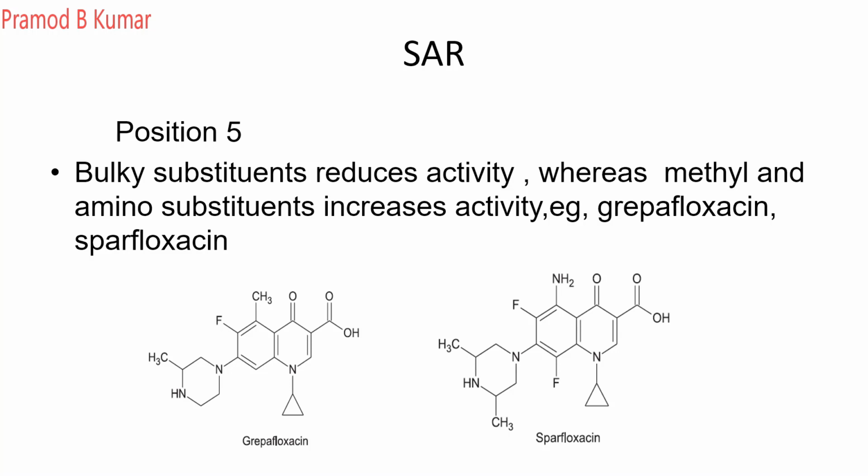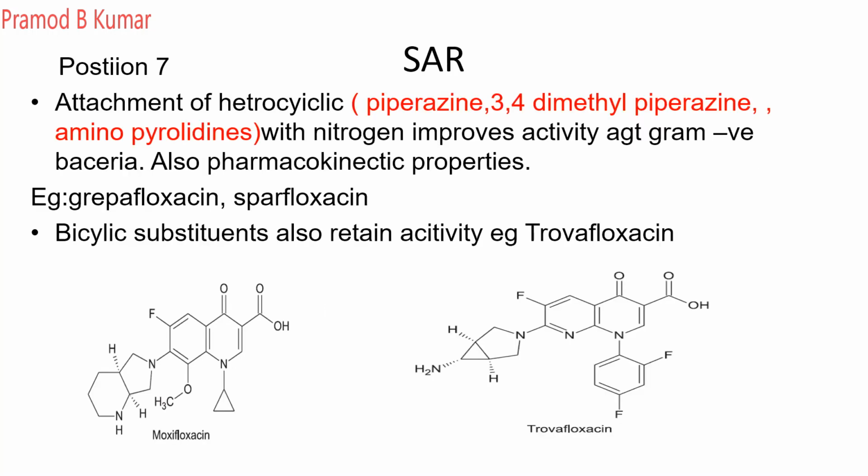No bulky substitution; any bulky substitution reduces the activity. Now, the sixth position, you know, it should contain a fluoro group. That is very much necessary for your DNA gyrase activity.